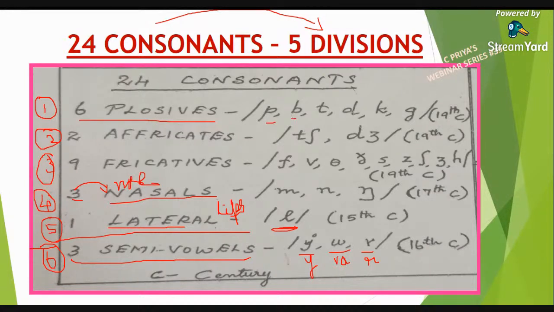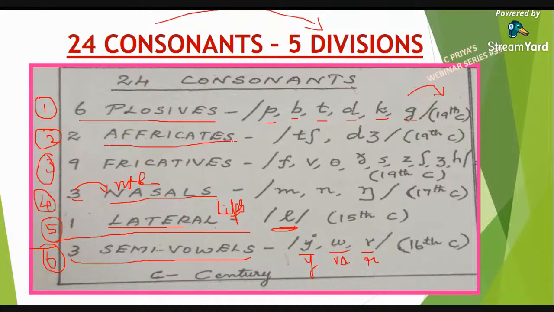Now we go to the 6 plosives. Pa, Ba, Ta, Da, Ka, Ga. They were used in the 19th century only. Just 200 years back, they started to identify these six sounds as plosives.